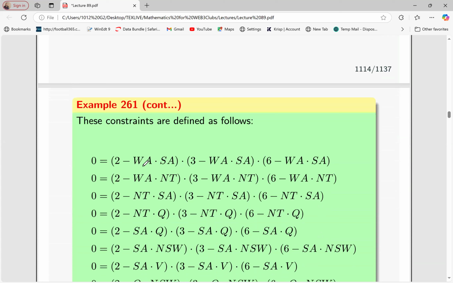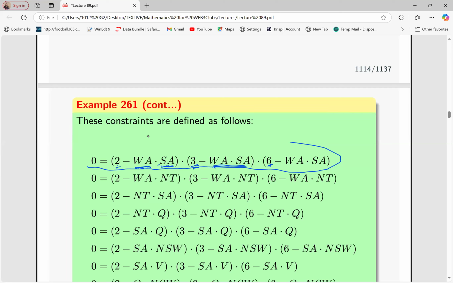So this is just a repetition. We've already said that if Western Australia and Southern Australia were two neighboring regions, then this equation should be satisfied, where the product of the two colors is supposed to be either 2, or 3, or 6. So the product of those two colors should be either 2 or 3 or 6, since these are two neighboring regions. And if that happens, it ensures that these two regions have two different colors.